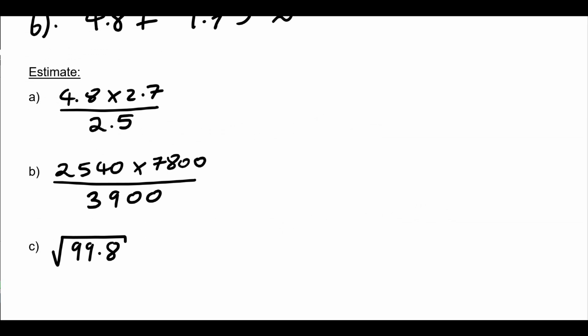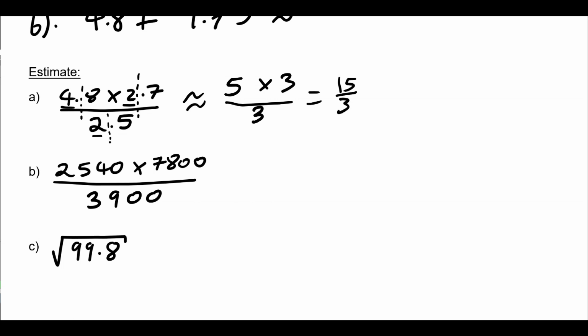Here are some more examples. So the first one, 4.8 times 2.7 over 2.5. Remember, over as a fraction means divide by. 4.8 would round to 5 to one significant figure. 2.7, I underline the first significant figure. The 7 tells us to round up, so we have 3 over 2.5. 5 tells us to round up, so we end up with 3. I have 5 times 3 is 15 over 3, which gives us 15 divided by 3, which is 5.